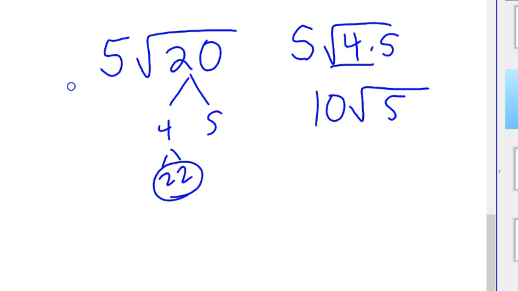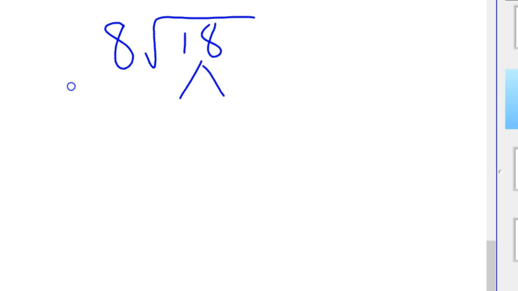Alright, so let's maybe do one more. So let's say we had 8 square root of 18. Alright, 18, so give it a shot. Hit pause, see what happens. So 18 breaks into 9 and 2. 9 breaks into 3 and 3. There's a pair of 3's.